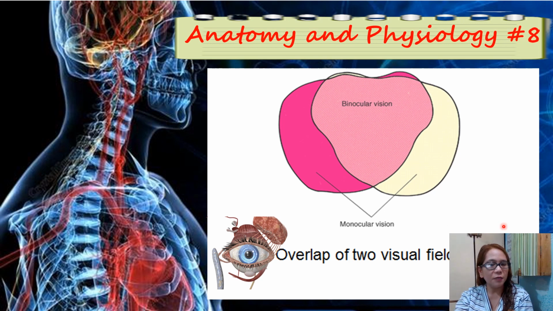This image shows two overlapping visual fields. When a person is using both eyes, the two visual fields overlap. When you look, you see with two eyes, so your visual fields overlap. This is called binocular vision. But laterally, when you're looking at the lateral sides, you're only using one eye, the right eye or the left eye. This is called monocular vision.